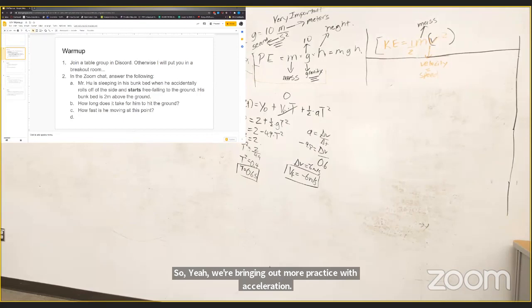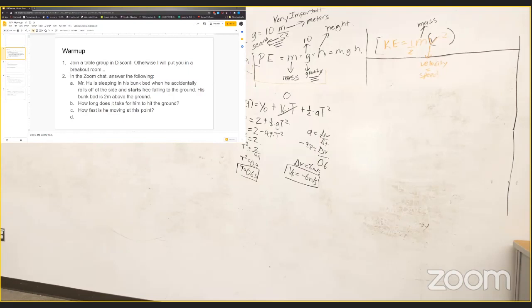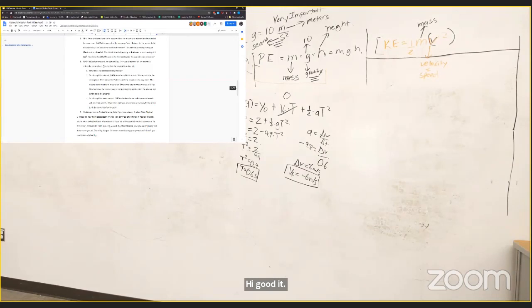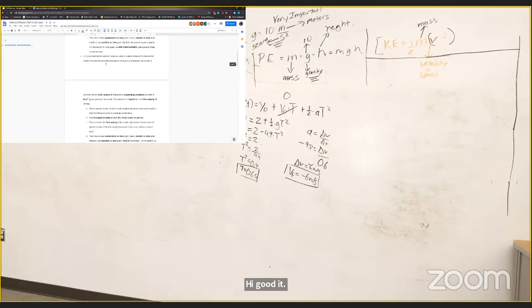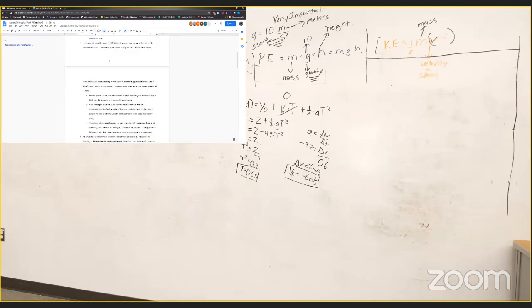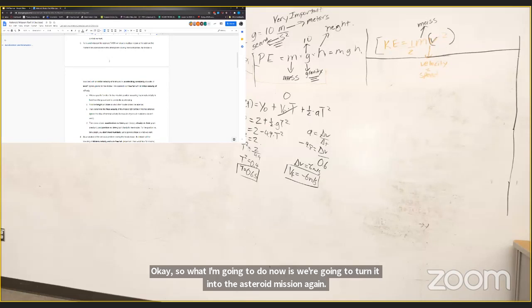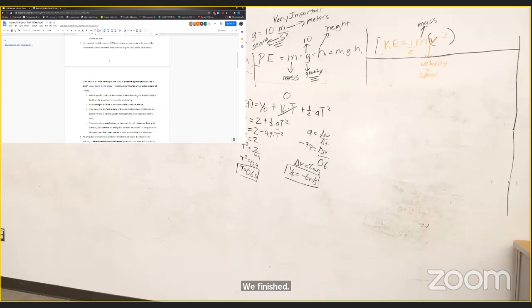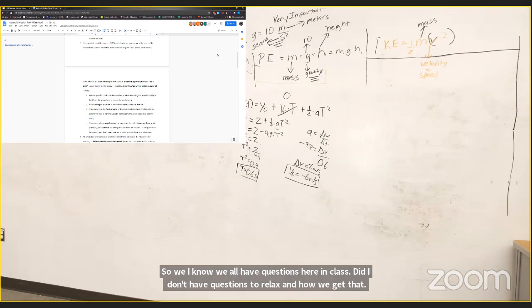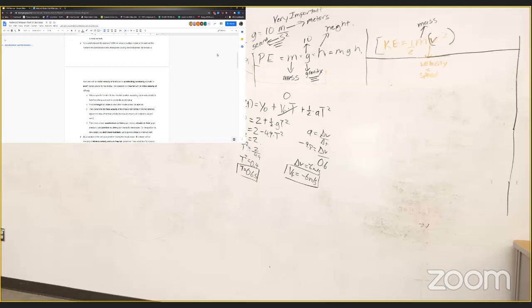Okay, so now we're going to turn it into the asteroid mission again. I think last time I went over question 2 as a class. Did I go over question 3 last time? Did everyone get a chance to finish question 3 on the asteroid mission that we did last time, the part where we start looking at the missile? I think we started looking at it.